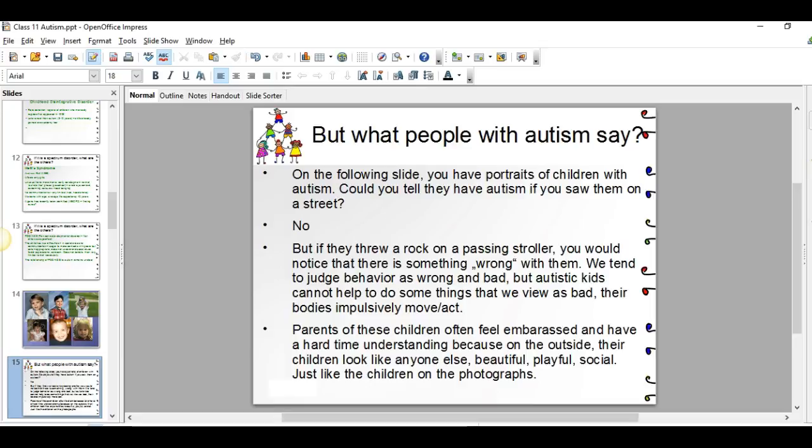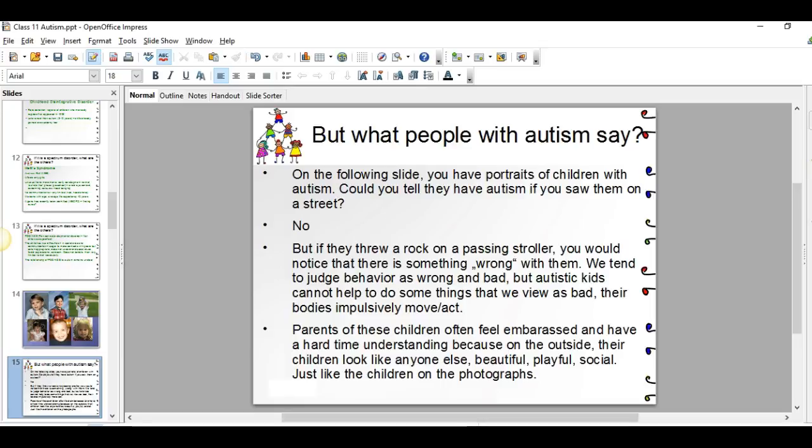What do people with autism say, though, about autism in their own lives? On the following slide, I put some portraits of children with autism. Now, can you tell who has autism and who does not if you saw them on the street? No, you couldn't. But if they threw a rock on a passing stroller, for example, you would notice that there is something quote-unquote wrong with them. We tend to judge behaviors as wrong or bad, but autistic kids cannot help doing some things that we view as bad. Their bodies just impulsively move or act.